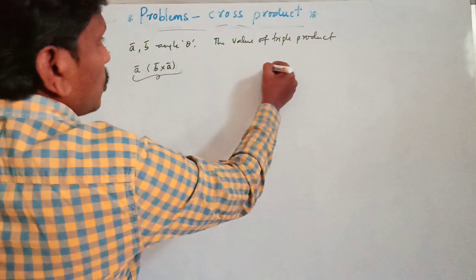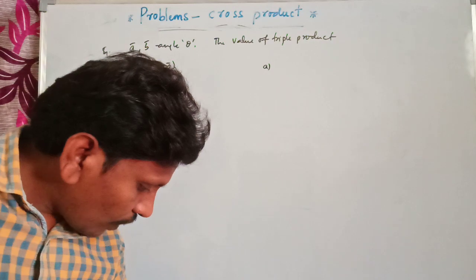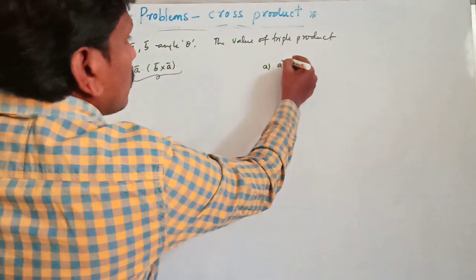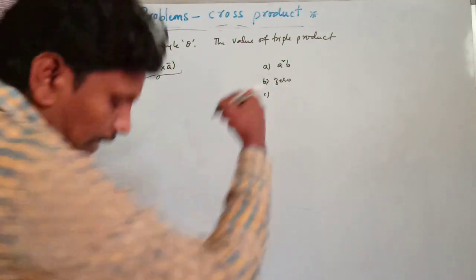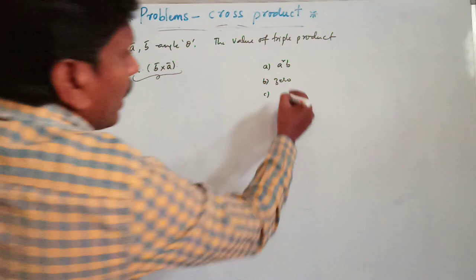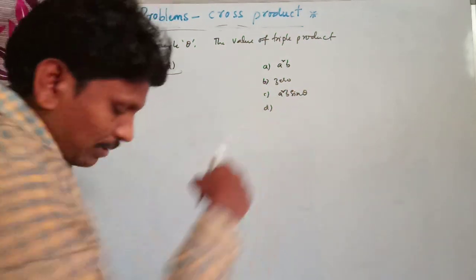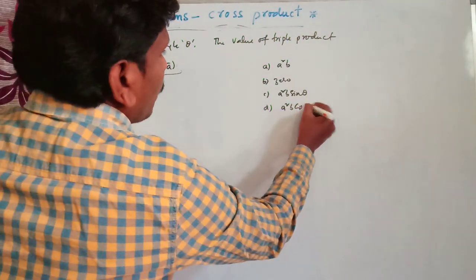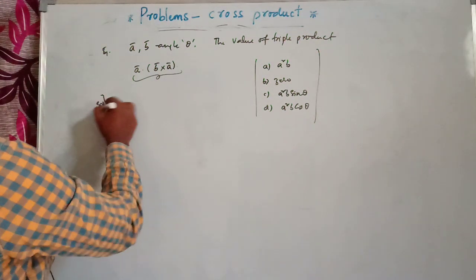Now let us see the options. The first option is A square B, the second option is 0, the third option is A square B sin theta, and the fourth option is A square B cos theta. Okay, these are the options. Let us see the solution.